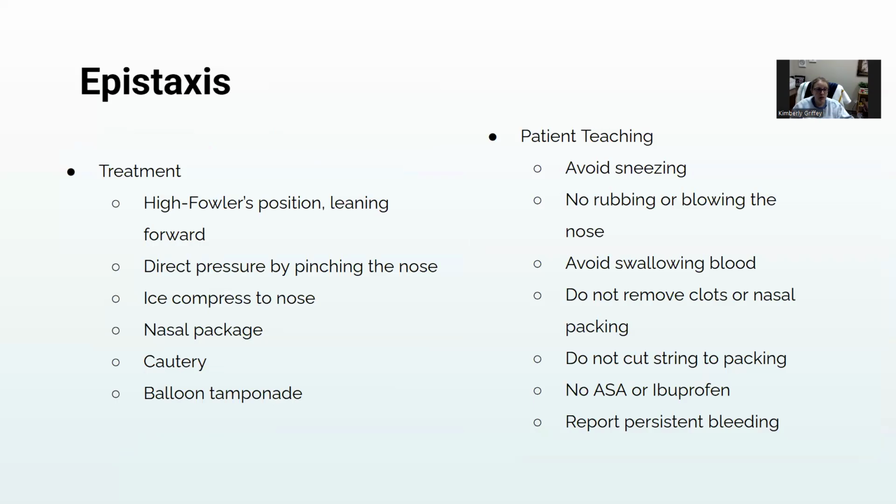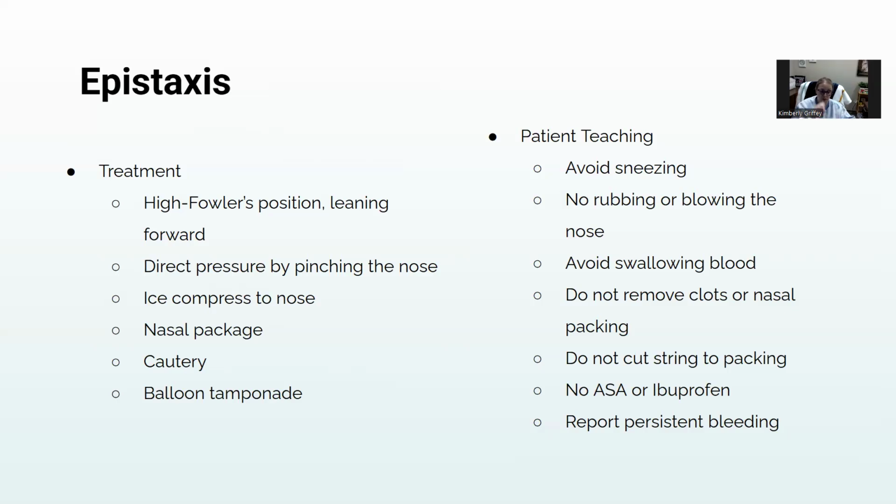So to treat a nosebleed, we're going to put them in high Fowler's, and we want them to lean forward. You do not want them to pull their head back and pinch the nose. All that's going to do is put blood in the back of their throat, and they're going to swallow it. And blood is not meant to be in the stomach, so they're going to end up throwing it up. So you want to have them lean forward, pinch their nose, and they can use ice to kind of help shrink those vessels.